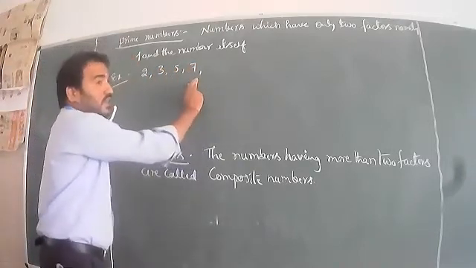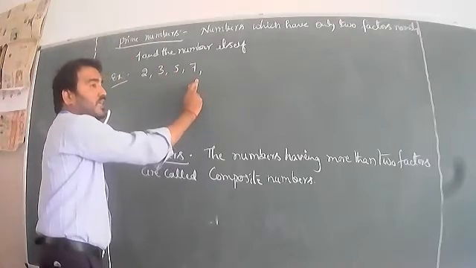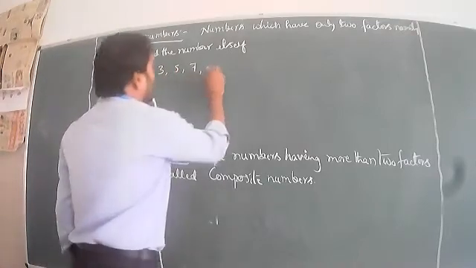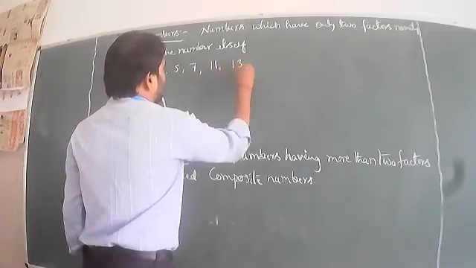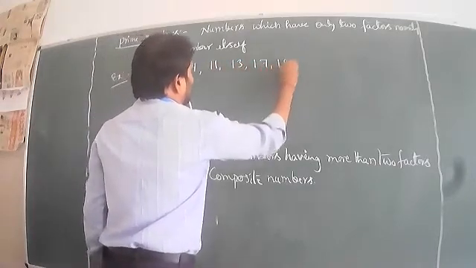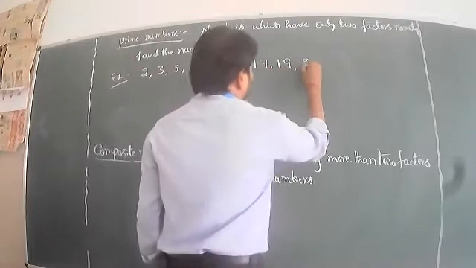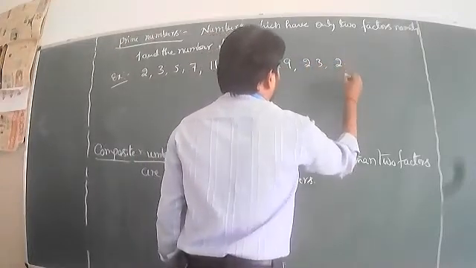9 is not prime. It is a composite number, having more than two factors. Okay, then 11, 13, 17, 19, 23, 29.